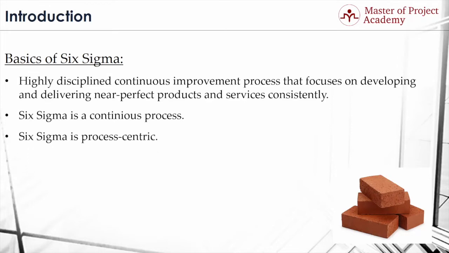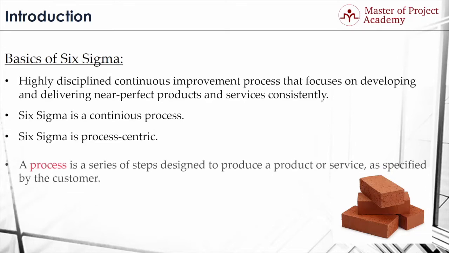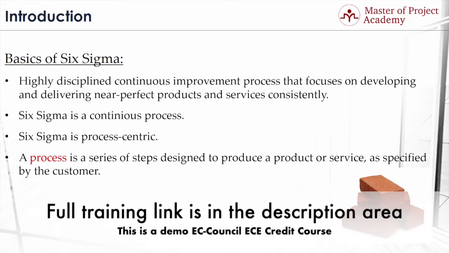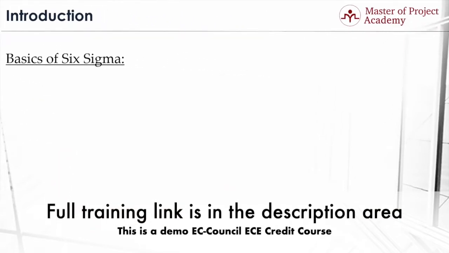An integral ingredient of Six Sigma is a process-centric view. Before we talk more about it, let's try to understand what is meant by a process. A process is a series of steps designed to produce a product or service, as specified by the customer. That's it, guys. A process-centric view simply means understanding the combination of what and how inputs come together to produce the final output. Please note that a product is the result of a process, and a process is the cause for producing a product. Let's visualize it to help you understand better.